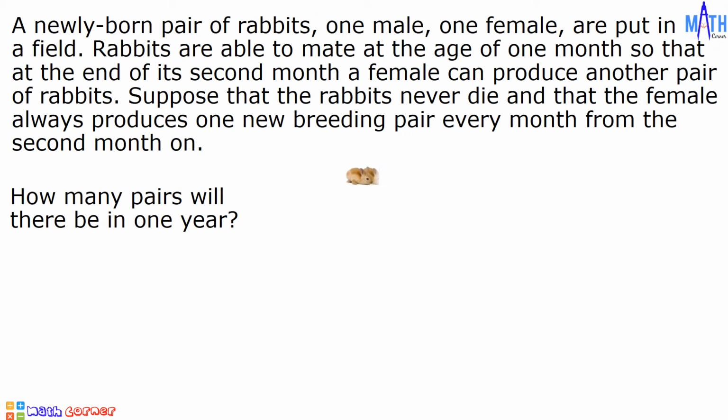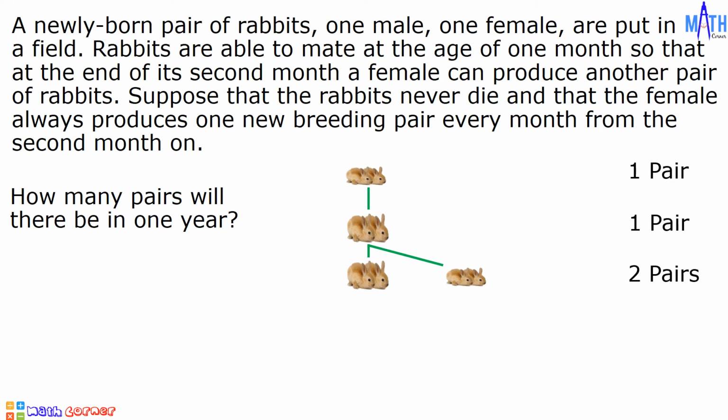So we have a newly born pair of rabbits in a field, and we have one pair of rabbits. At the end of the first month, they are able to mate. But still, we only have one pair of rabbits. At the end of the second month, they are able to produce another pair of rabbits. And now we have two pairs of rabbits.